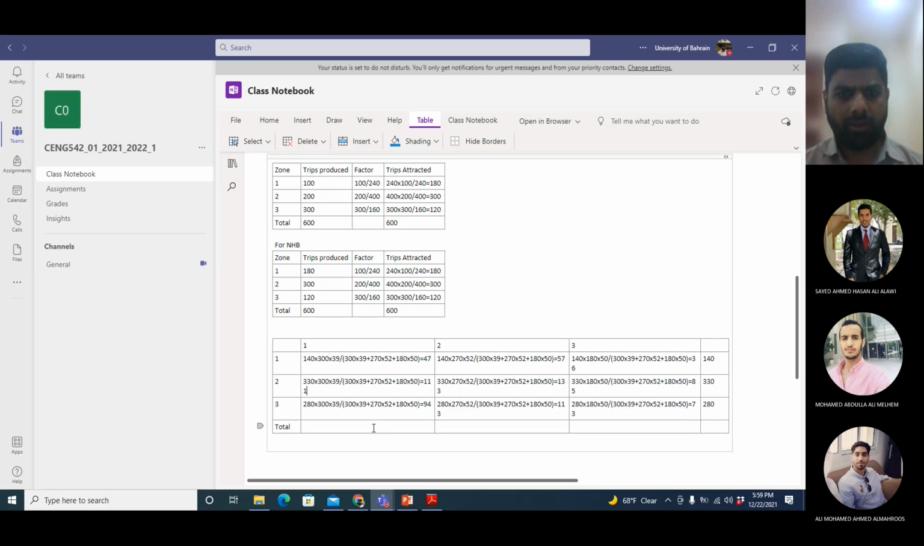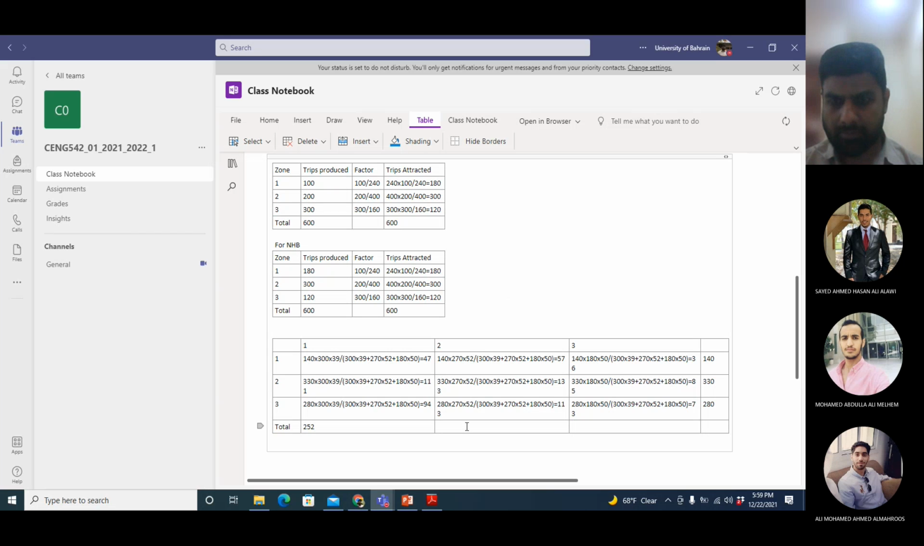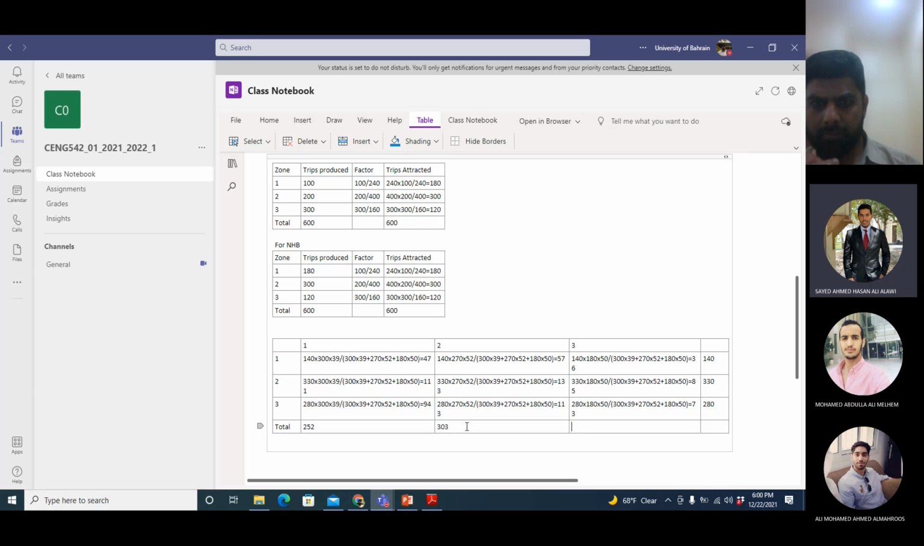Okay, so now do the total for each column. This is what I'm saying will not be correct. This is what we know for sure: productions must be correct. If they are not correct, that means you made a mistake. And attractions will most probably not be correct. 252, and they should have been 300. Next one, 303. Next one, 194.